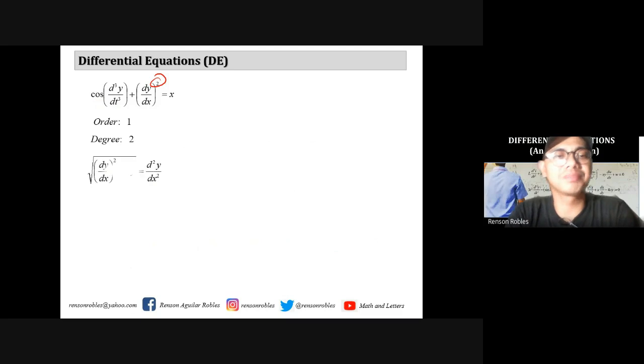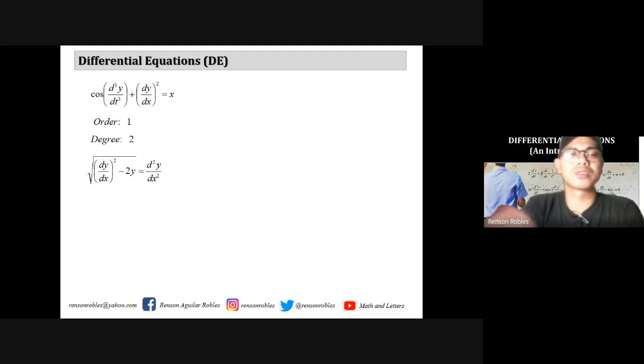Okay, another one. So we have the square root of dy dx to the second power minus 2y equals the second derivative of y with respect to x. And you can see that there is a presence of the radical, in this case the square root. So what are we going to do? Before you identify the order and the degree of this differential equation, you have to manipulate the given equation. So how do you do that?